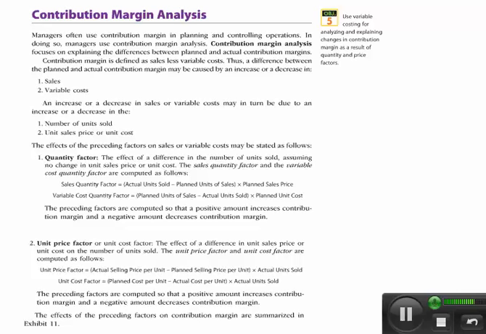In this part of the lecture, we're going to talk about the contribution margin analysis. In a contribution margin analysis, we have two factors associated with it. We have the price factor and we have the quantity factor. For example, let's say you own a burger joint and you normally sell your hamburgers for $5.50.